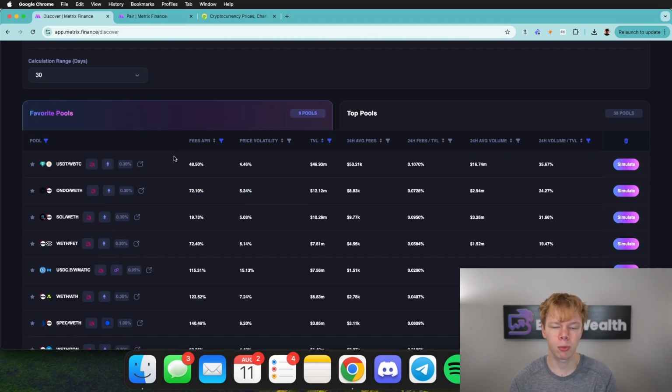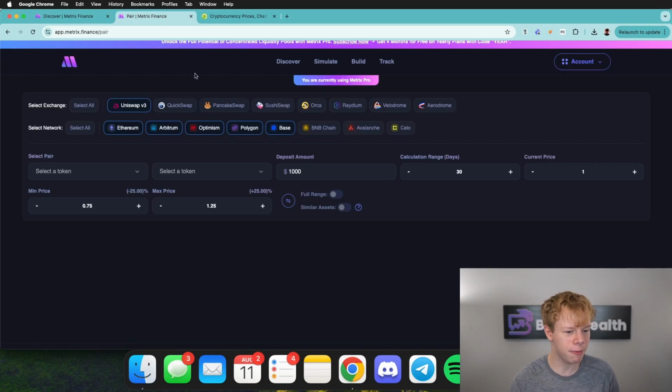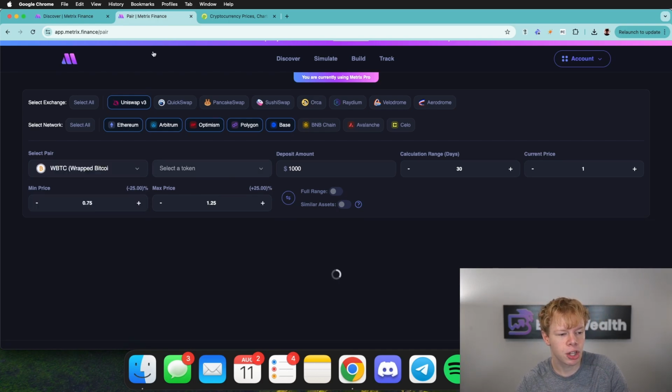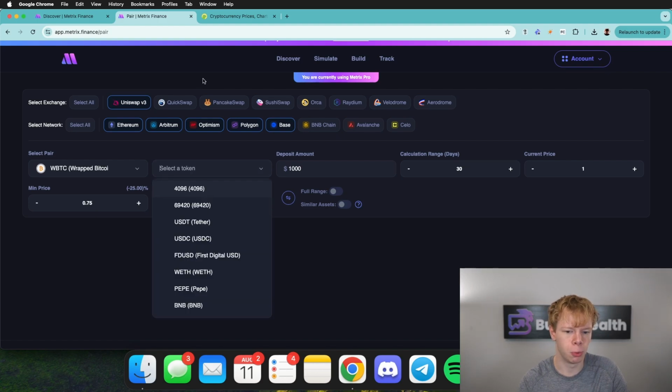Now, when it comes to pools like Wrap Bitcoin to USDT that are on every single one of these networks, that's exactly where pair comes into play, because we want to make sure that we're getting into the best possible liquidity pool, not just the highest TVL. We want to get the highest return here.